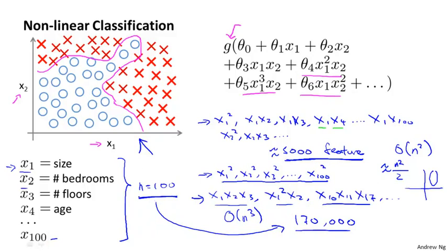For many machine learning problems, n will be pretty large. Here's an example. Let's consider the problem of computer vision.